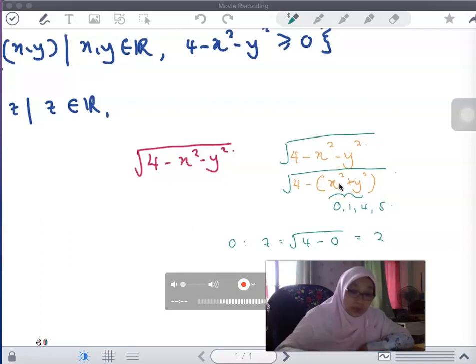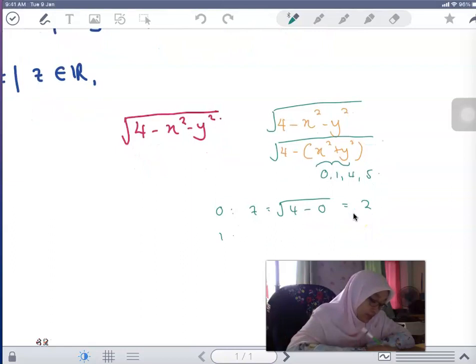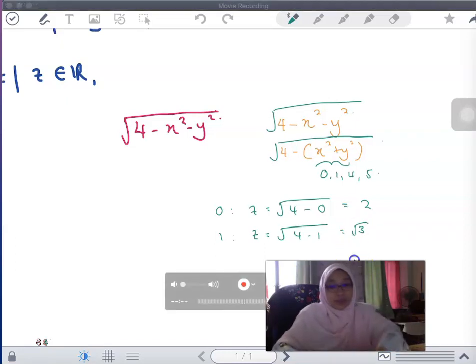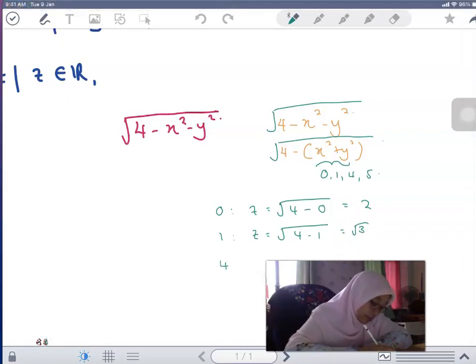Okay, so now we keep increasing the value in the bracket. You can put 0.1. You can put any fraction number as well. But just to make it easy, I just put any whole number. So I put 1. If the value inside the bracket is 1, then the z value becomes the square root of 4 minus 1, so square root 3, which is smaller than 2. And then keep going. We just want to see the pattern. I put 4, so z equals the square root of 4 minus 4, we get 0.